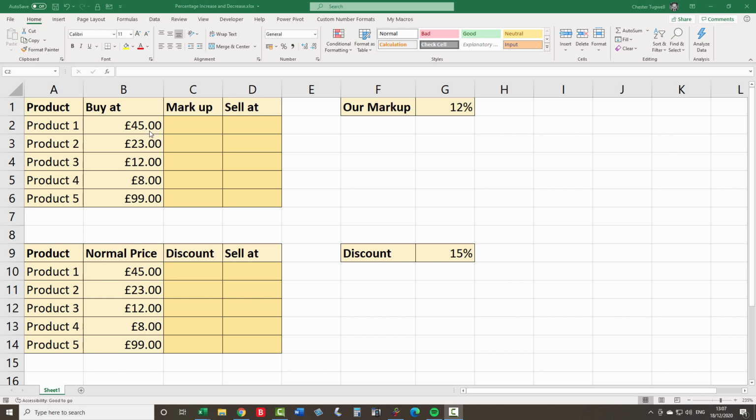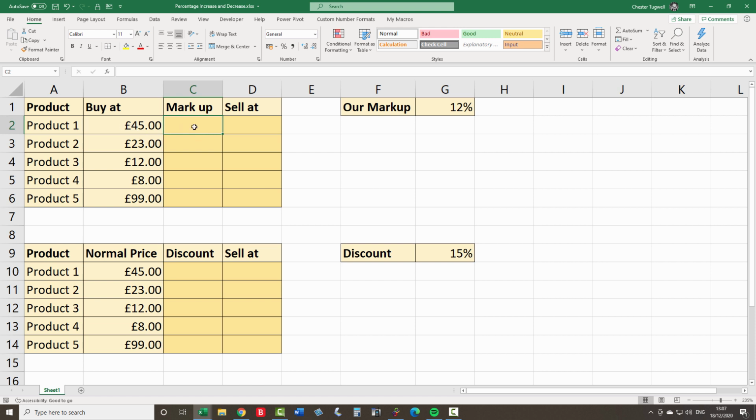We'll also look at how to discount prices. So you've got a normal price, say £45, product one down here, and you want to calculate a 15% discount and then know what your price is. Now, initially we'll do it with helper columns. So you'll have calculations in two columns, but I will show you how to do it all in one formula eventually. Anyway, let's start off with increasing a value by a percentage.